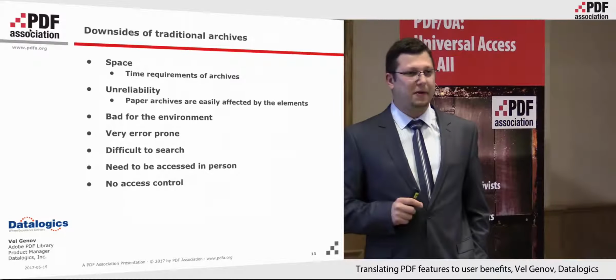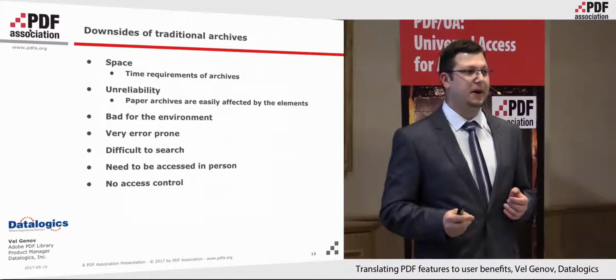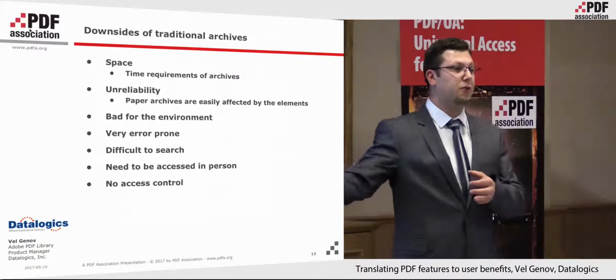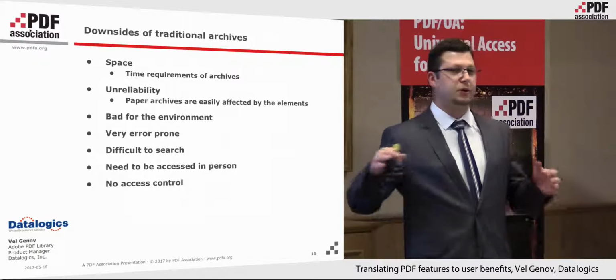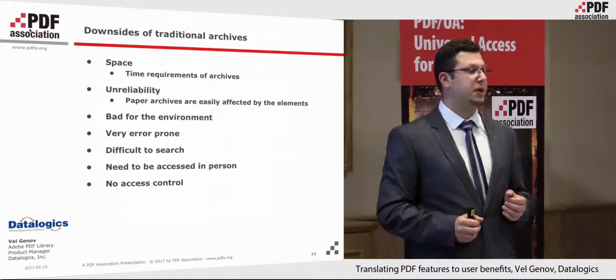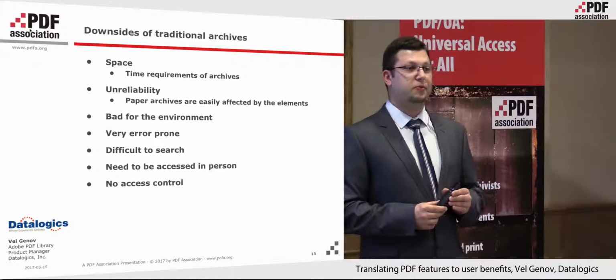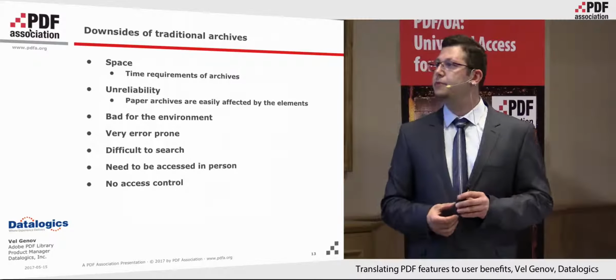Another thing about paper archiving is it's very error-prone. Imagine having a big archive with big boxes of paper, and you have to have somebody manually go and retrieve a document for you, and then they try to insert the document in the same spot, and imagine that's your birth certificate, and they misplace it. That's usually a problem, and paper is pretty error-prone.